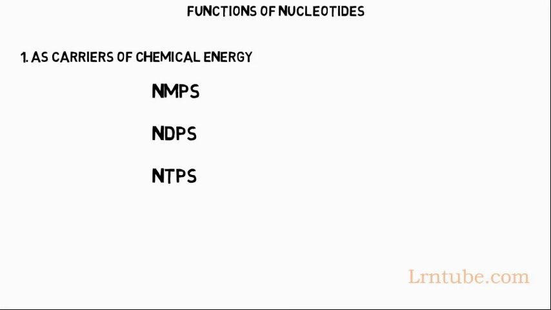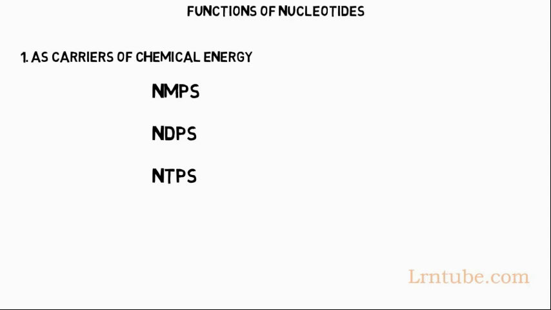NTPs are used as a source of chemical energy to drive many biochemical reactions. Adenosine triphosphate is by far the most widely used.